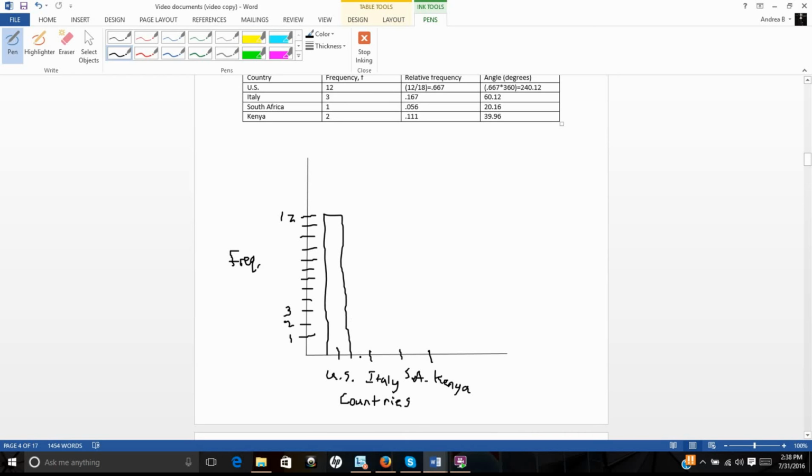Italy, we had 3. So you go up to 3, over and back down. Once again, though, each of these bars should be approximately the same width. South Africa was 1, so we go up to 1, over and back down. And Kenya is 2, so we go up to about where 2 would be, over and back down. And that would be your Pareto chart.